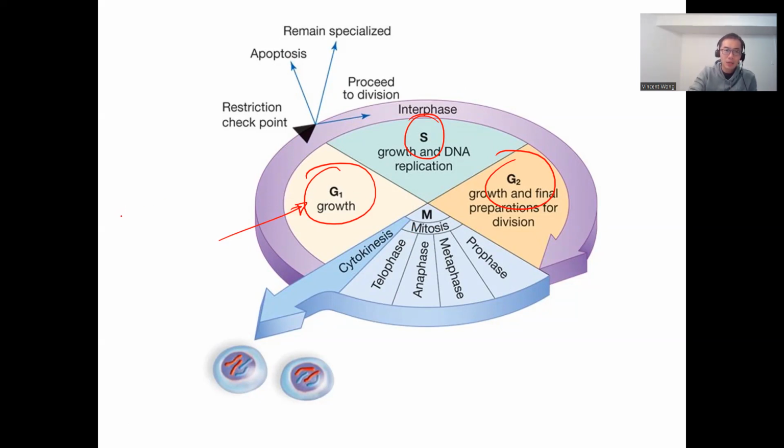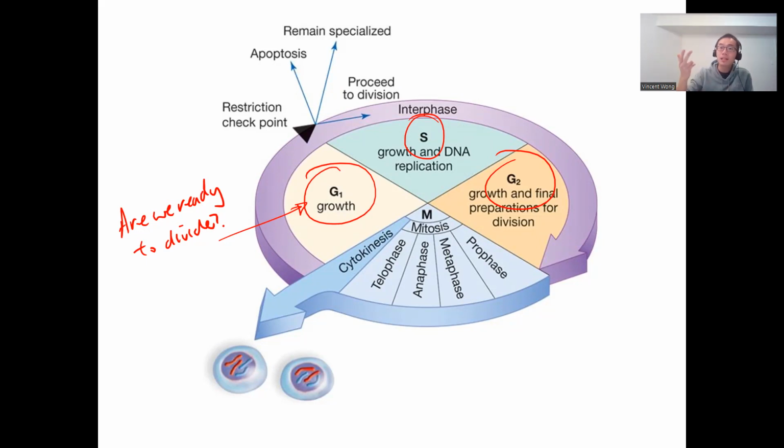asks, are we ready? Are we ready to divide? There is a checklist to go through, right? For example, is the cell big enough to divide? If it's very small, we might not have enough cytoplasm to split, right? So is it big enough? Do we have enough nutrients to follow through with the division?